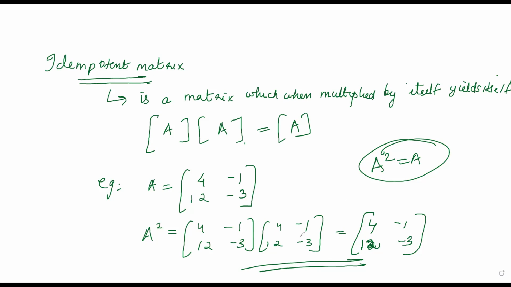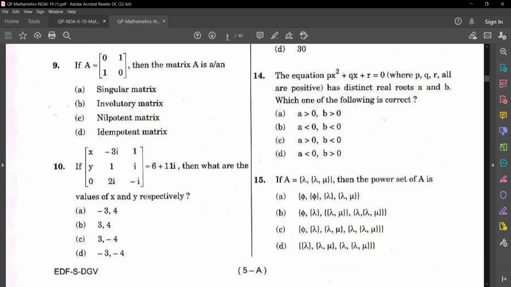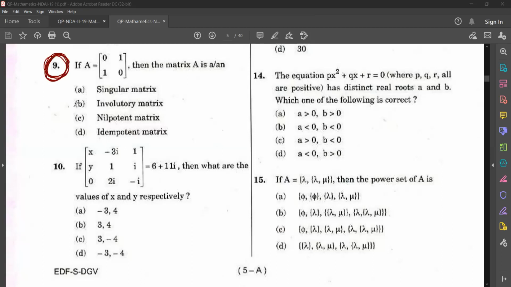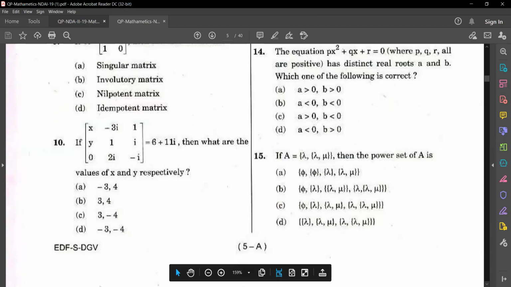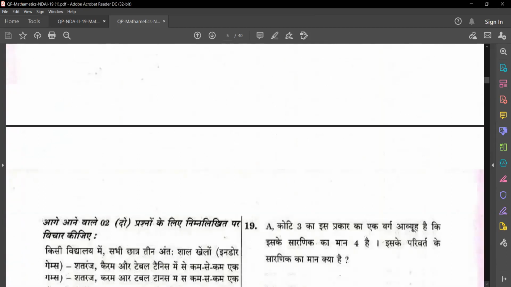Okay. So that's all about the 4 kinds of matrix that are mentioned in the question paper. So we'll continue to do the question paper. Here the ninth question where we were discussing, the answer is found to be option B. Okay, then let's go to the next question from this question paper. We have already discussed 10, 14, 15 and all in the previous video.